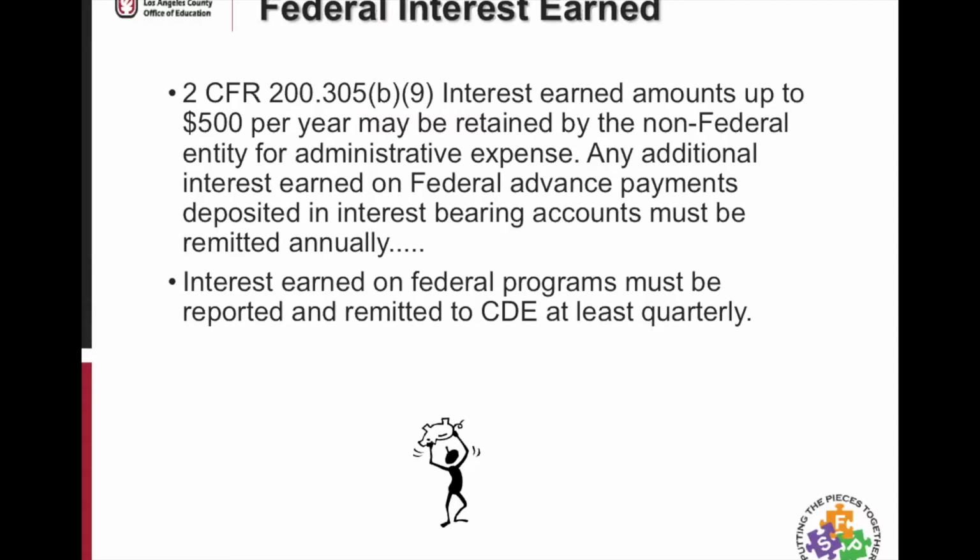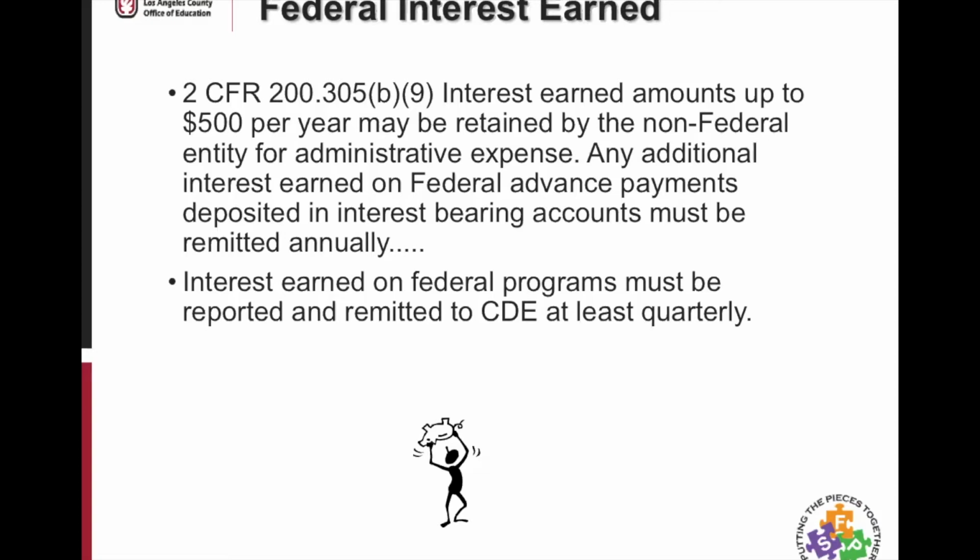It can be kept for administrative purposes, but it's important to keep in mind that that amount applies to all your federal grants. It's not by grant. So it's $500 in total, so it's really not that much. The intent is that districts or any entity should not be making money off their federal grants. So any additional interest earned on federal advance payments has to be deposited in an account and remitted back to the U.S. Treasury annually. Federal interest earned is reported again on a quarterly basis.